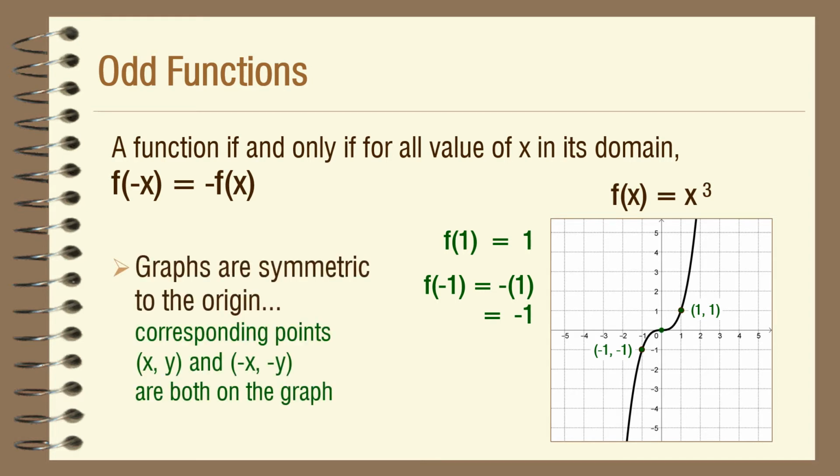Odd functions share one particular property. They are symmetric to the origin, meaning the corresponding points x, y and negative x, negative y will both be on the graph, and you will have 180-degree rotation symmetry around the origin.